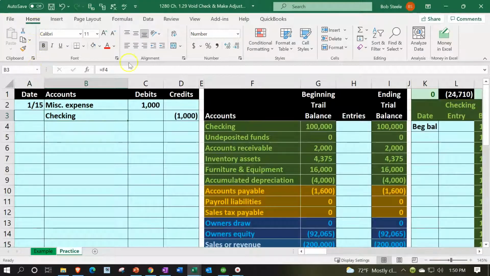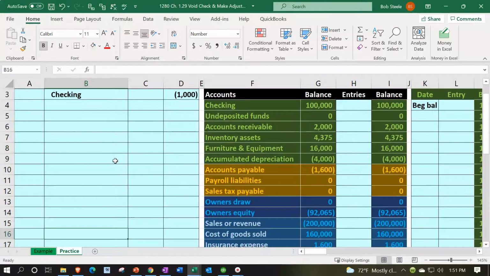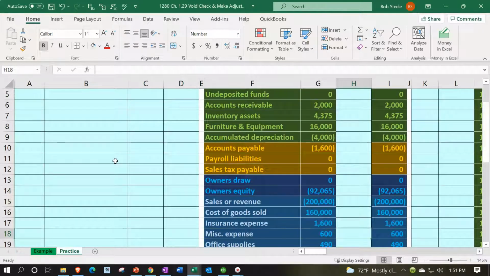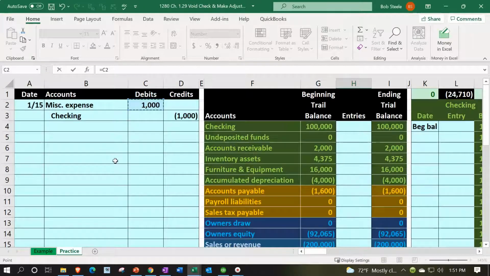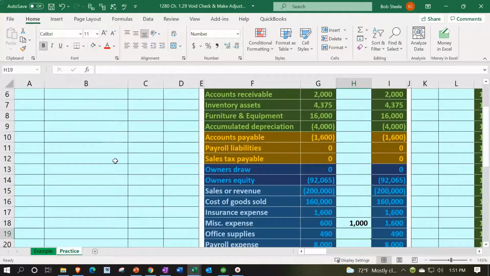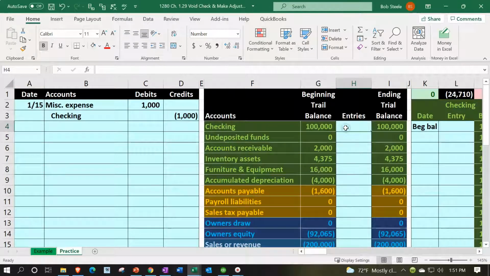And then we're going to go home tab, alignment. Don't put everything. That's not a good idea. I'm just joking there. But in any case, now we're going to record that. It's going to go down to miscellaneous expense. That's going to go up when we write the check. So that went up from 600 by 1,000 to 1,600. Other side going to the checking account, the 1,000 checking account then goes down.